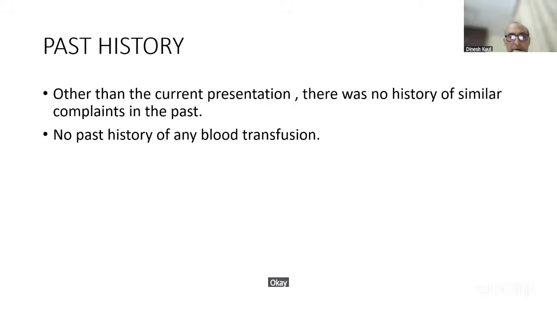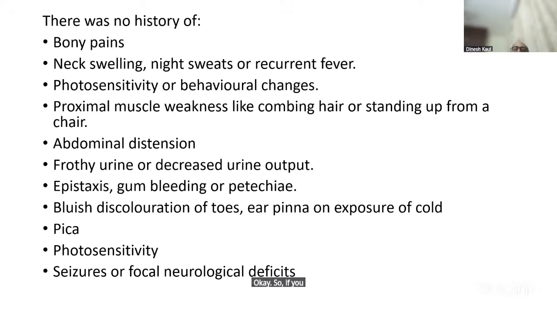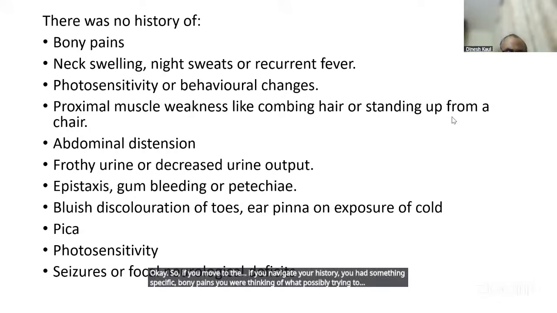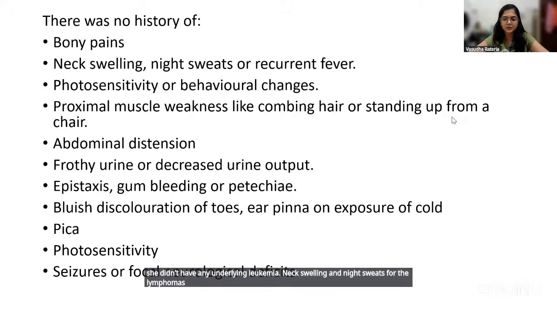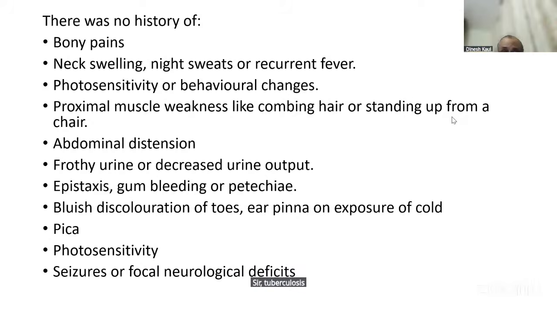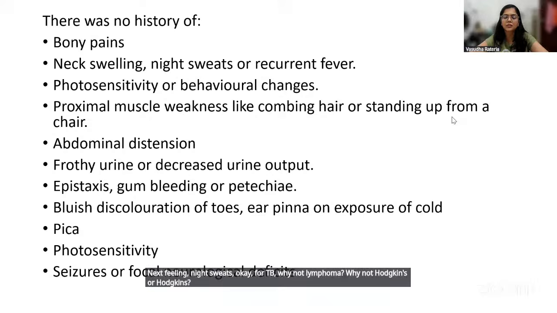Okay. Other than that, if you move to the negative history, you had something specific. Bony pains, you were thinking of what? Possibly malignancy, I was trying to think of leukemia. She didn't have any underlying leukemia. Neck swelling and night sweats for the lymphomas, Hodgkin, and for tuberculosis, neck swelling, night sweats. Okay, for TB. Why not lymphoma? Why not Hodgkin's or non-Hodgkin's lymphoma? Yes, sir, lymphoma can also have night sweats.